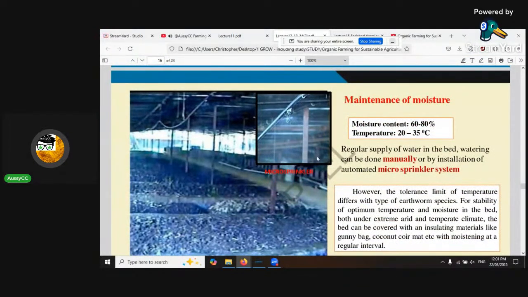Maintenance of moisture. Here we go. There you go. Remember I kept on saying 60-80%? There you go. So when these are functioning and doing their breakdown process, you must retain a high amount of moisture. Why is that? Well, because below 65% there's no moisture for bacteria to grow.